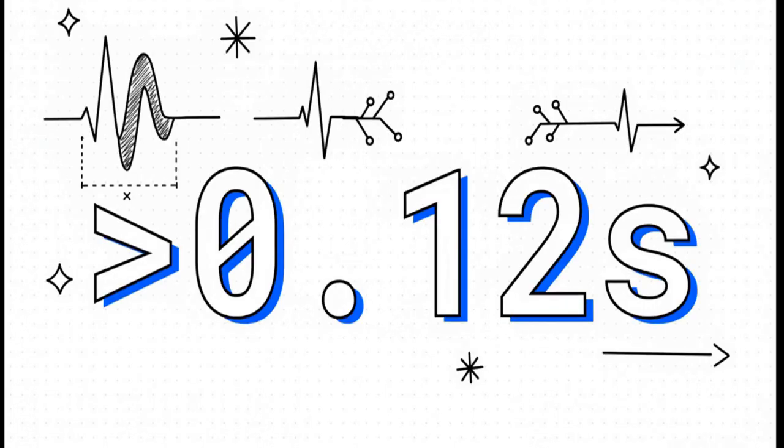And how does that delay actually show up on an ECG? Well, it creates a wide QRS complex. Here's the key takeaway. If you see a QRS complex, that's the big spike, and it's wider than 0.12 seconds, your brain should immediately start screaming bundle branch block.